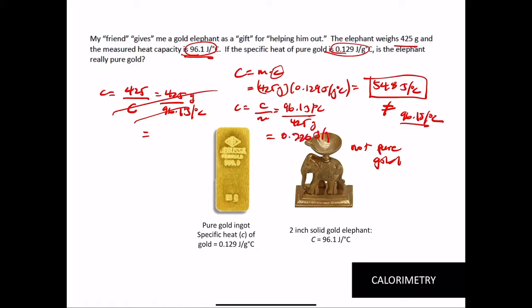0.226 joules per gram degree Celsius. So again, as we expected, that is not the same as pure gold's specific heat. So sadly, not pure gold.